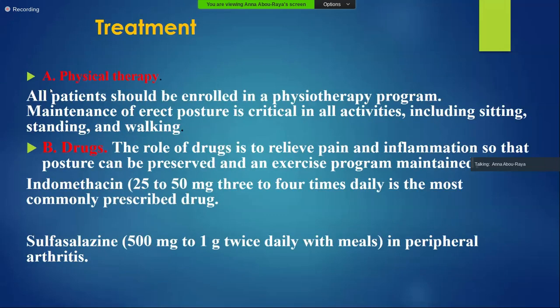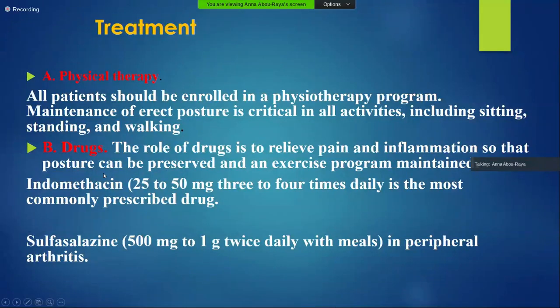So, what are the lines? Physical therapy. Never forget that patients should be enrolled into a physiotherapy program. He should maintain an erect posture, because this is very critical, and you should tell him the way he should sit. Stand up as straight as possible. They won't be 100%, but as straight as possible. He should walk as much as possible. What are the drugs that we have to relieve the pain and the inflammation, so that we can preserve the posture and help him to do the exercises?